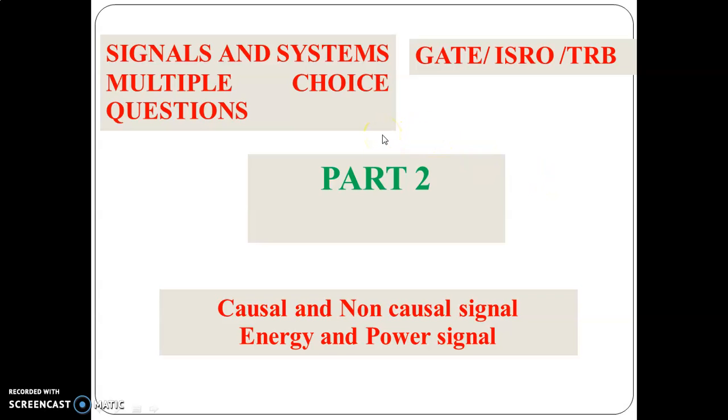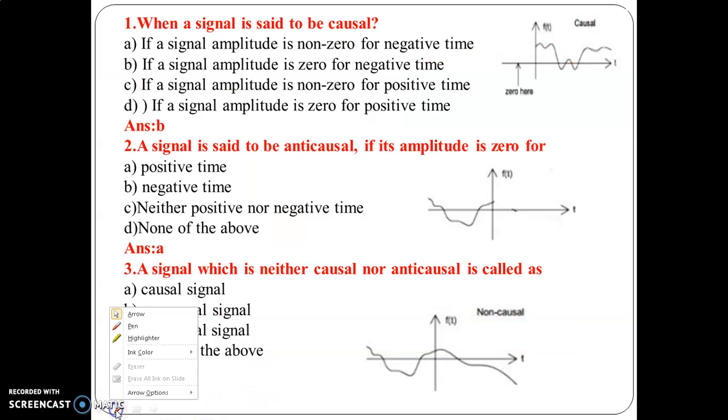In this video, I am going to explain some multiple choice questions from causal and non-causal signal and energy and power signal. So the first question is, when a signal is said to be causal? Basically, a signal is said to be causal if it is lying on the positive side. That is, it is 0 for negative time and non-zero for positive time.